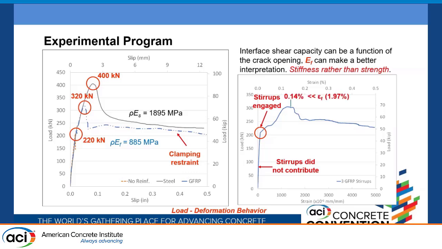a key point because you can see that the peak load of the test was achieved at a strain of 0.14%. So remember the maximum ultimate tensile strain in the test of 2%. So we are well below the maximum tensile strain capacity of the GFRP.